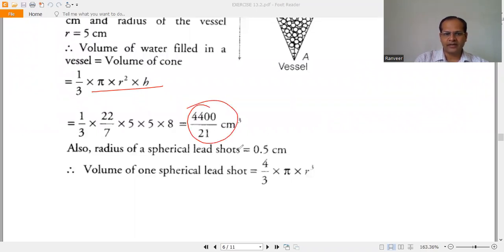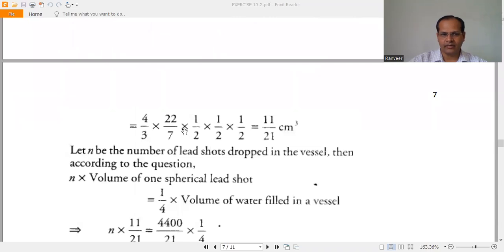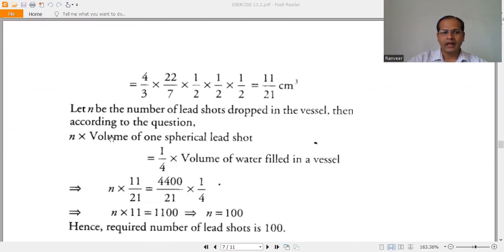Now, the radius of the spherical lead salt is 0.5 centimeter. So the volume of one spherical salt is 4/3 pi r cube. For one lead salt, we find out the volume. Now, let n be the number of lead salts dropped in the vessel. Then, according to the question, we have to find out the number of lead salts.